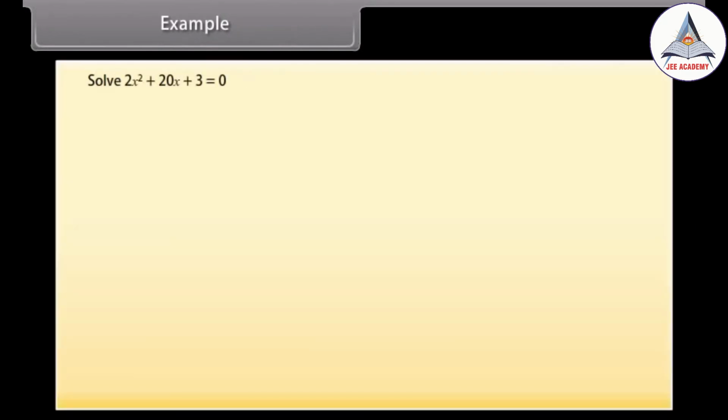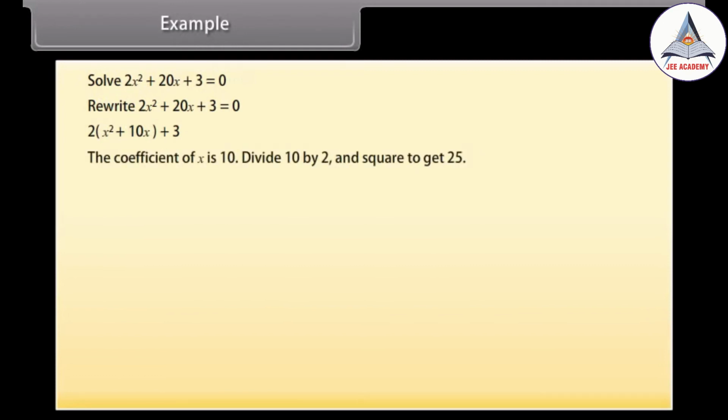Example. Solve 2x² + 20x + 3 = 0. Rewrite 2x² + 20x + 3 = 0 to get x² on its own: 2(x² + 10x) + 3. The coefficient of x is 10. Divide 10 by 2 and square to get 25.